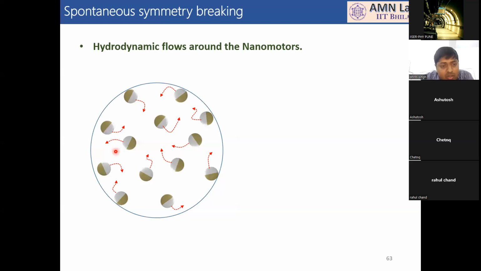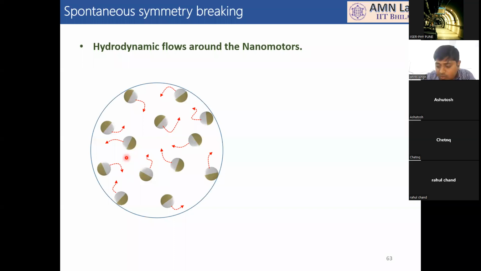Each micromotor has a slip flow around its body, and their slip flows start to couple with the surrounding motors. And that coupling actually tries to reorient the direction of these motors and tries to bring them to a common state. This is one possible aspect.